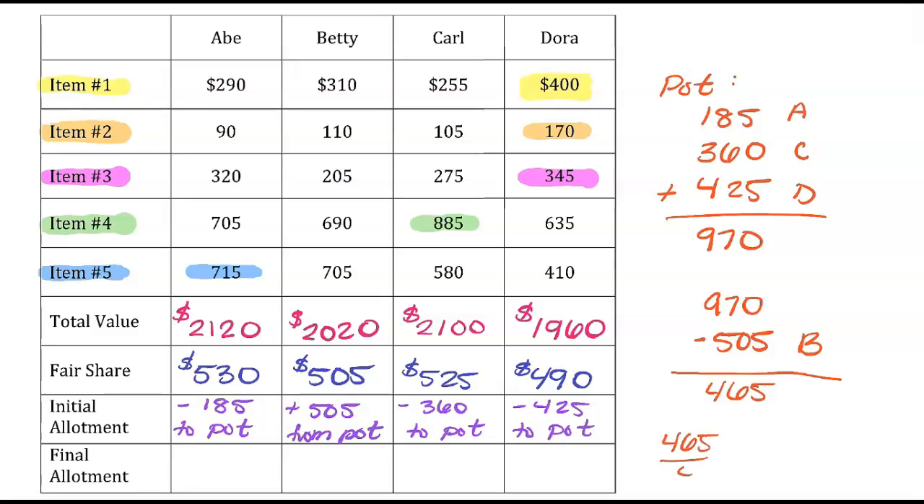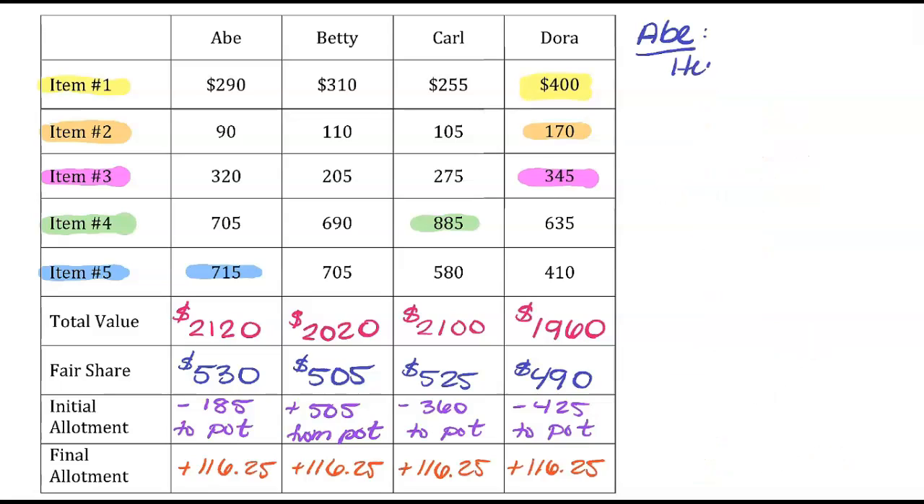$465 divided by 4 players is $116.25. So for a final allotment, each player gains $116.25. And that's how the game is played. Let's talk about what each player walked away with.